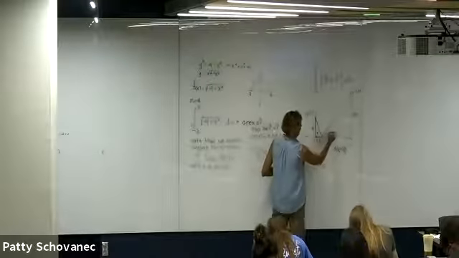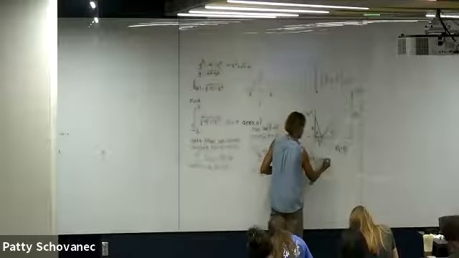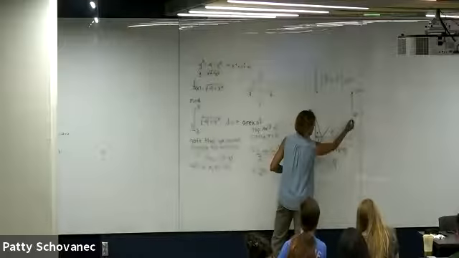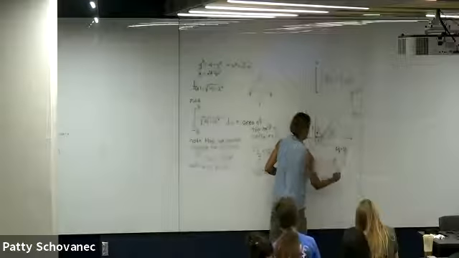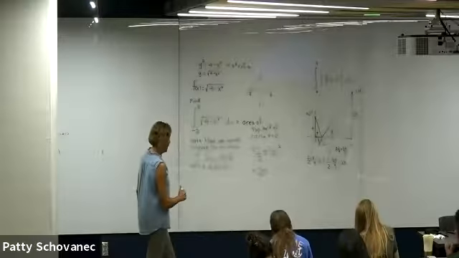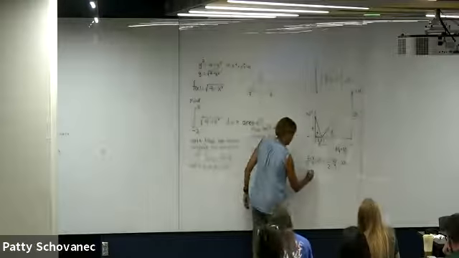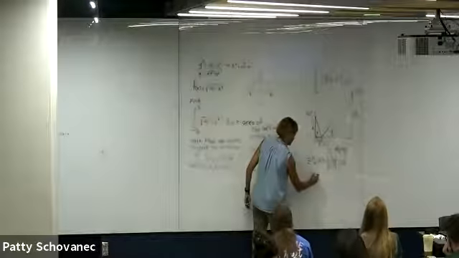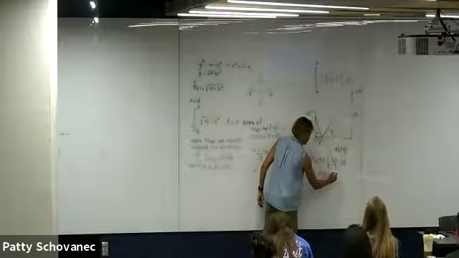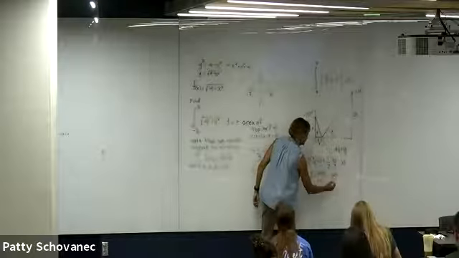So now I'm going to add to that 1/2 base times height. So I have 4/6 plus 25/6. So the total area is 629/6.